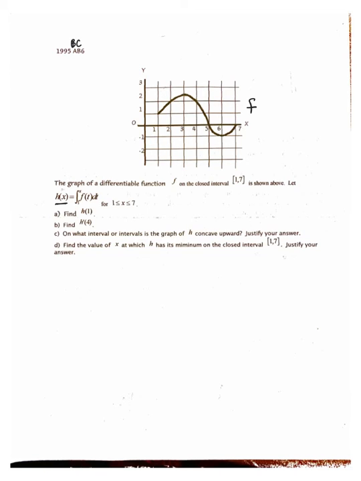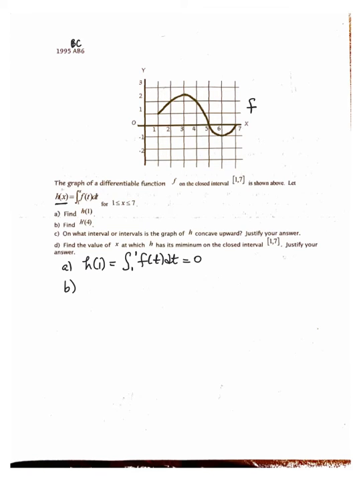And part A asked us to find h of 1, which was easy enough. So h of 1 is the definite integral from 1 to 1 of f of t dt. And one of the definite integral properties is that when the upper and lower limits of integration are the same, the answer is 0. Okay, so that wasn't bad.